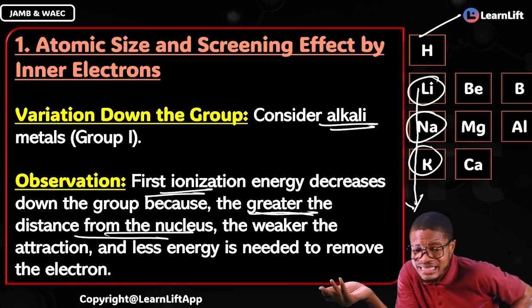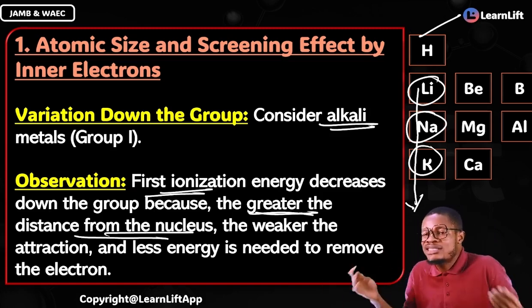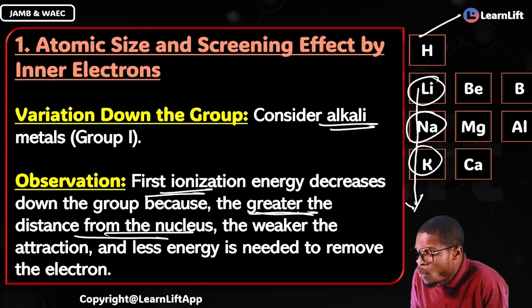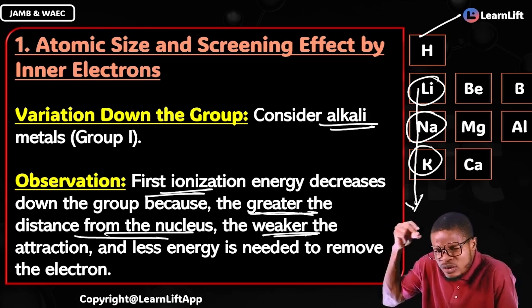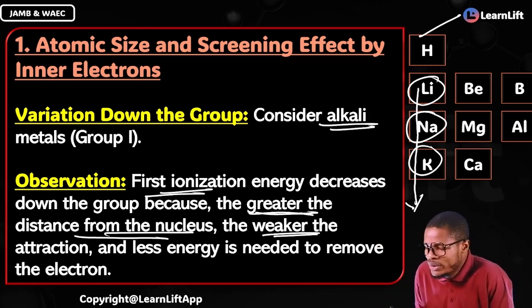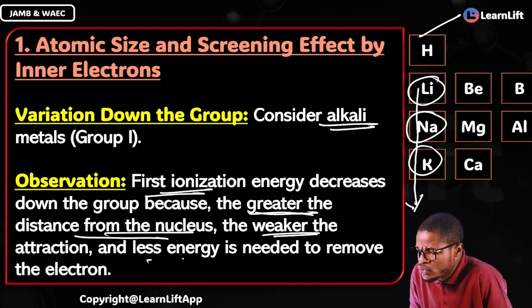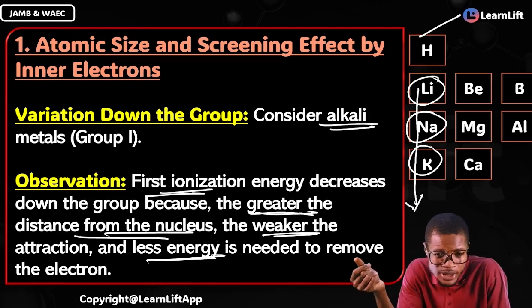So there is greater distance from the electrons to the nucleus. And because of that greater distance, it will create a weaker force of attraction from the nucleus acting on the valence electron. And because the force there is now weaker, you need less energy to remove the electrons that are in the valence shell. Are you getting it now?